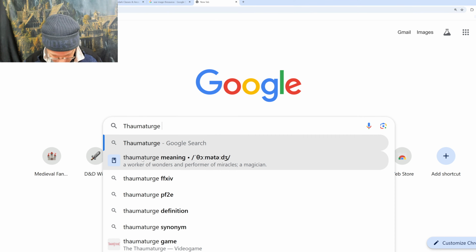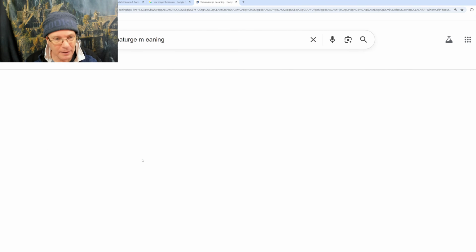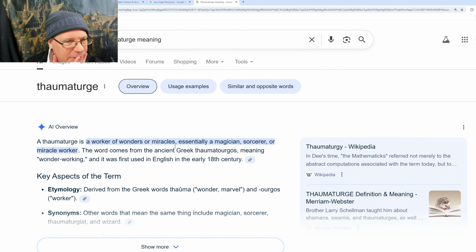That's essentially its meaning. Okay. Not really surprised by that. The word comes from the ancient Greek thaumaturgos, meaning wonder working, and it was first used in England.